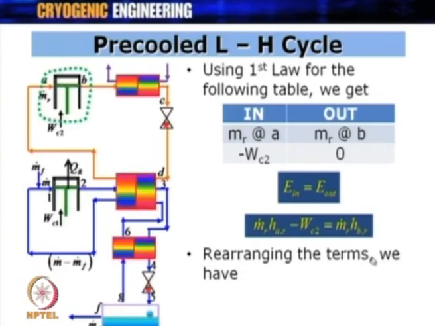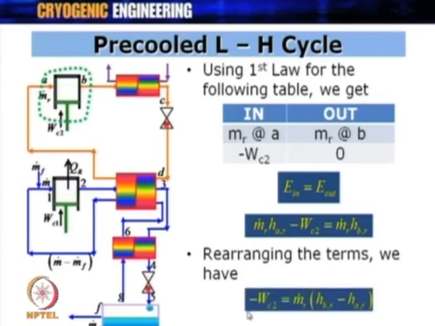So, rearranging these terms as we have done earlier, what you get now is the work to be done on the pre-cooled circuit, or on this compressor, which is minus Wc2 is equal to m dot r into HBr minus HAr. This is nothing but the enthalpy difference across this compressor.